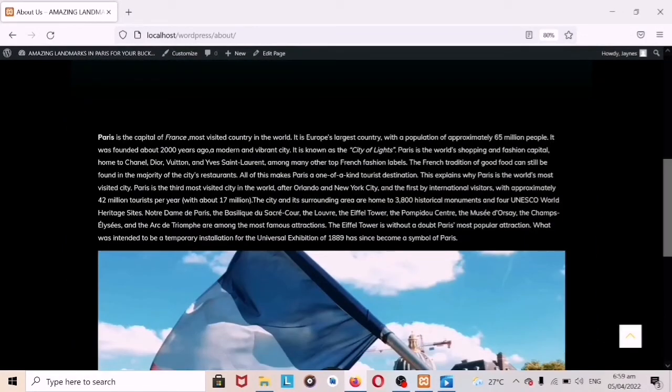Paris is the capital of France, most visited country in the world. It is Europe's largest country with a population of approximately 65 million people. It was founded about 2,000 years ago, a modern and vibrant city, and also known as the City of Lights. And Paris is the world's shopping and fashion capital.